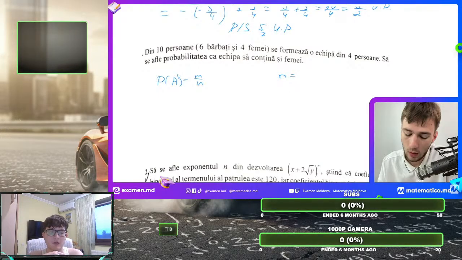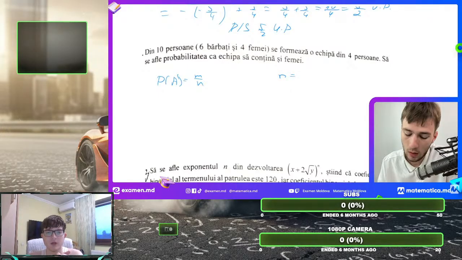So basically, there are 10 people, 6 women, 4 men, and from these people, a 4-person team is being formed. Find the probability that the team also contains females. Okay, so yeah, this one's done: you take the whole and the favorable cases and use the formula.